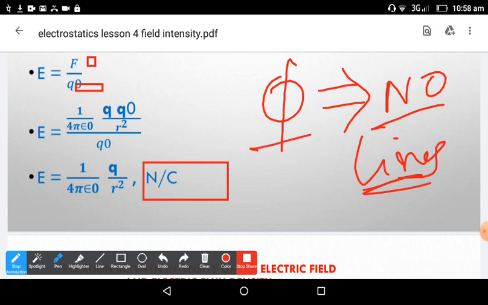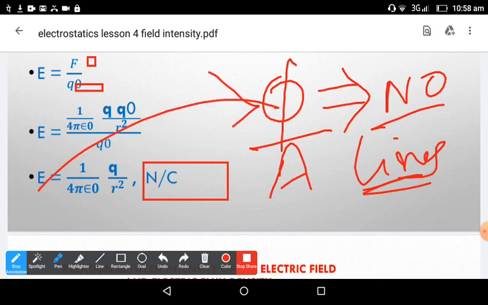And if you take it by A, number of lines passing through unit area, this is called flux density. E is related to flux density. Both are equal to each other. Flux density equals E, the intensity. Now we are deriving the same relation in terms of integration.